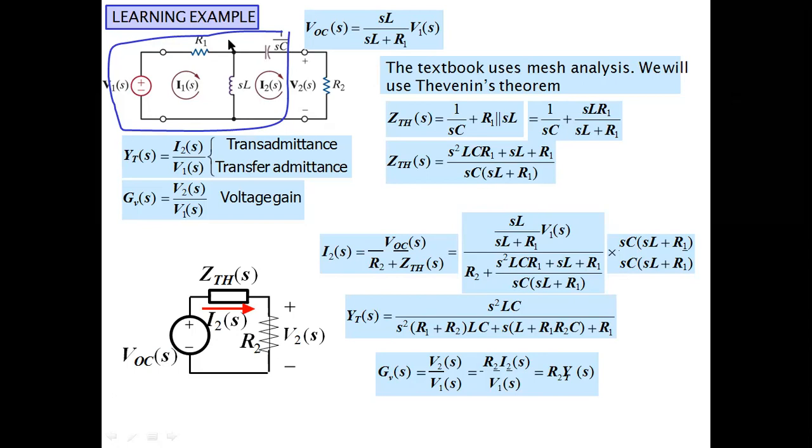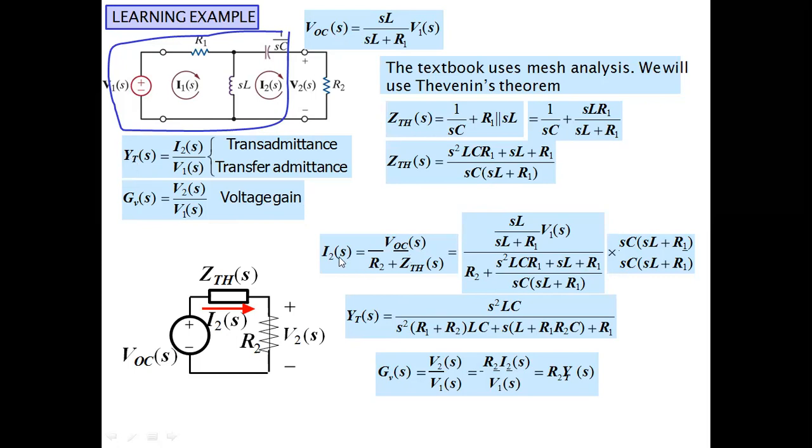What we are saying here is that when we convert this circuit to open circuit, 1 by SC stays open, so there is no need to consider it. So you will get this equation. Here we are supposed to find the equations for trans admittance and voltage gain. Firstly, we can solve for I2 of S, which we require to find the trans admittance.